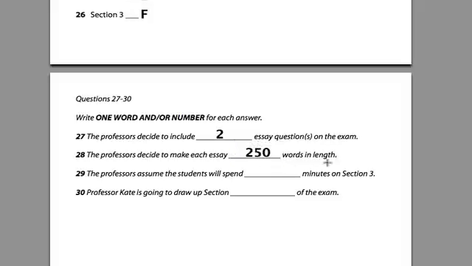The professors assume the students will spend how many minutes on section 3? So they mentioned that students that study hard will spend 30 minutes on sections 1 and on section 2. So they imagine the students will allot an hour and a half to section 3. So the number of minutes would be 90. Professor Kate is going to draw up section 1 of the exam, and the other professor is going to do sections 2 and 3.